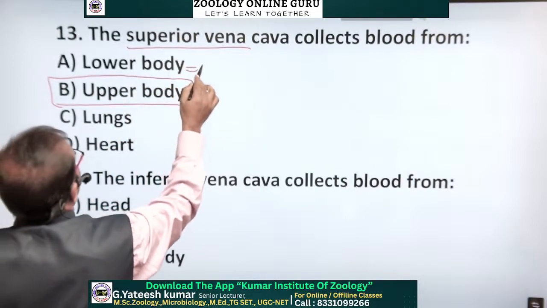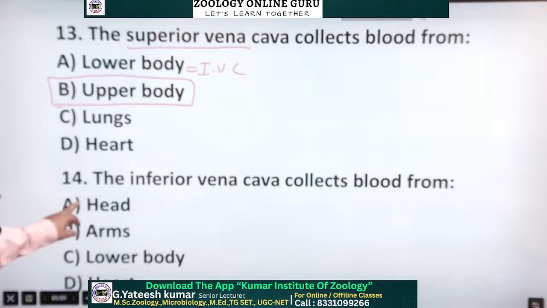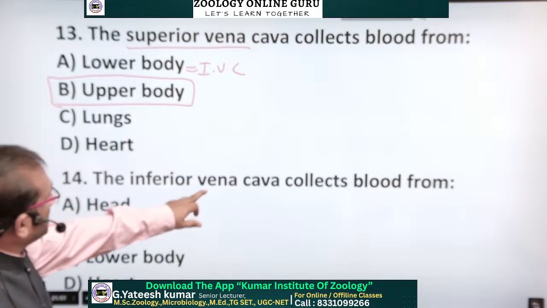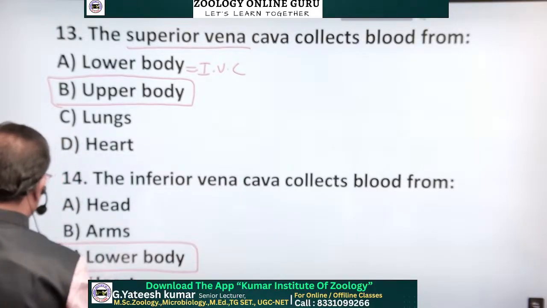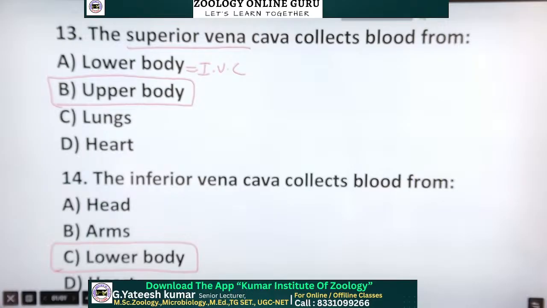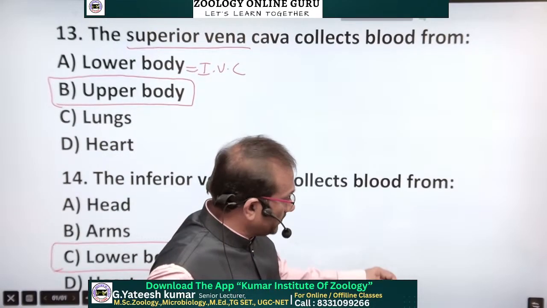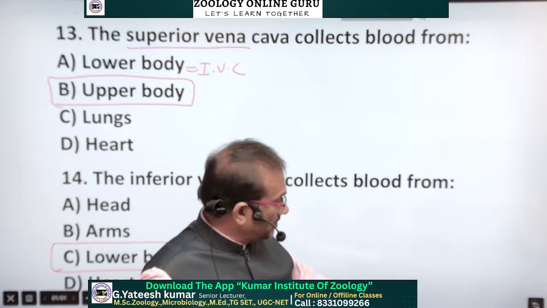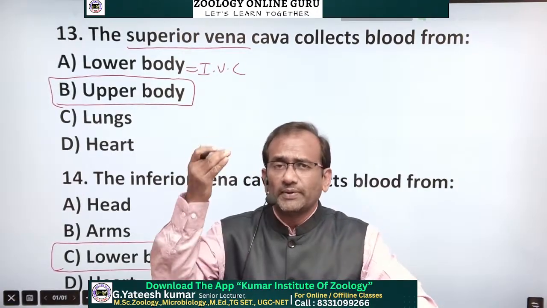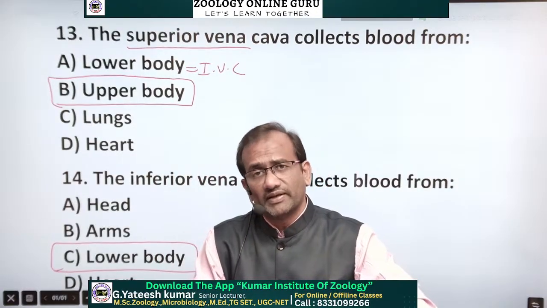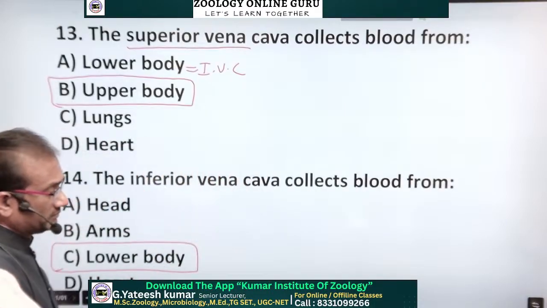Lower body parts means here inferior vena cava. Here see, the inferior vena cava collects blood from lower body parts. Very simple question, linking question. So the inferior vena cava collects blood from the lower body parts, whereas the precaval vein, also known as superior vena cava, collects blood from the upper body parts.